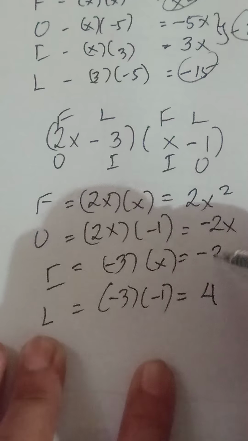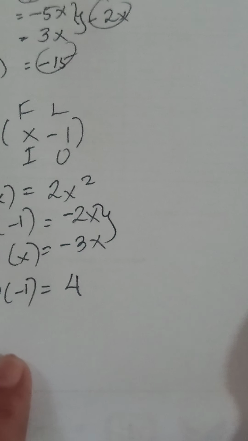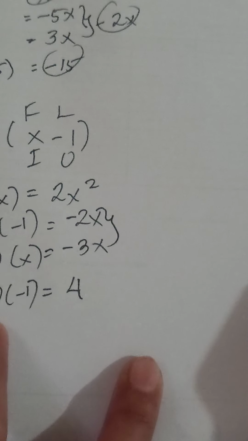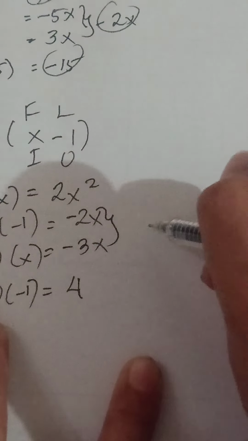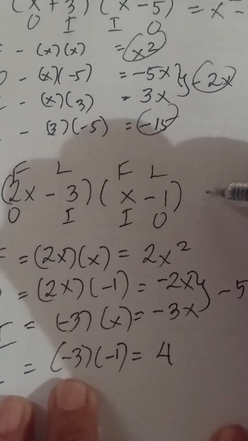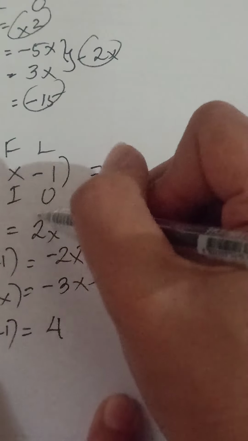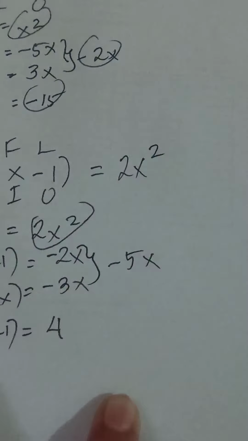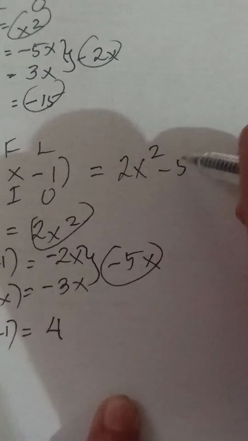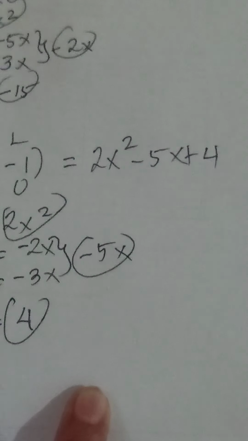This is negative 3x. These again are like terms. They have the same sign, so you need to add and keep the sign. So the answer here is negative 5x. Therefore, the answer in 2x minus 3 multiplied by x minus 1 is 2x squared, and then negative 5x, and then this is positive 3.